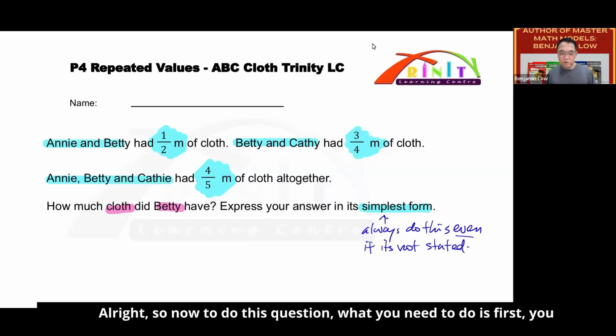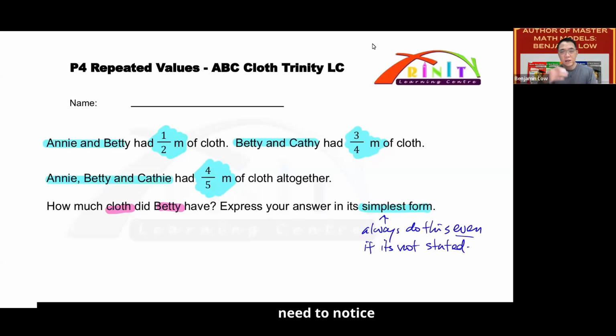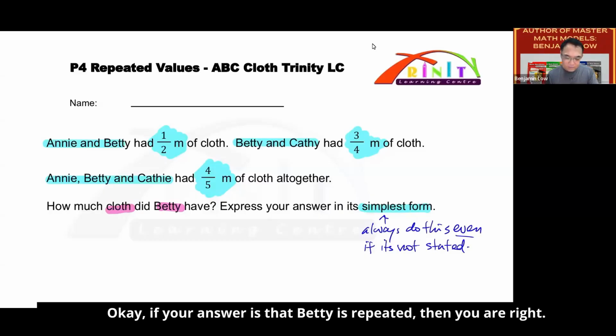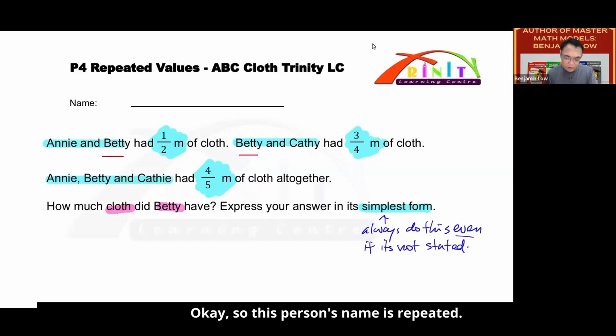All right, so now to do this question, what you need to do is first, you need to notice that somebody's name is repeated. Whose name is repeated? If your answer is that Betty is repeated, then you are right. So this person's name is repeated.